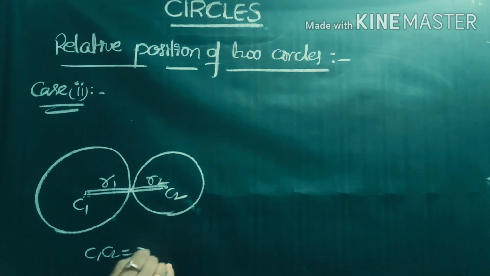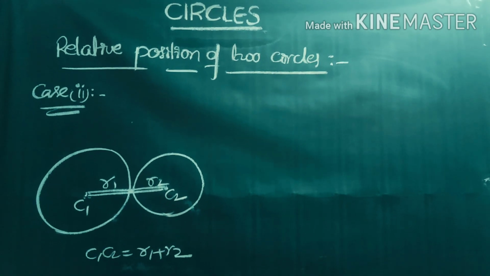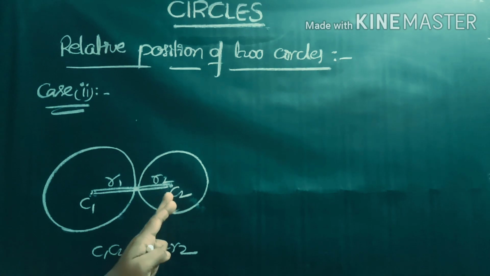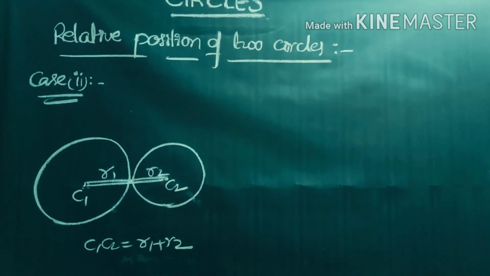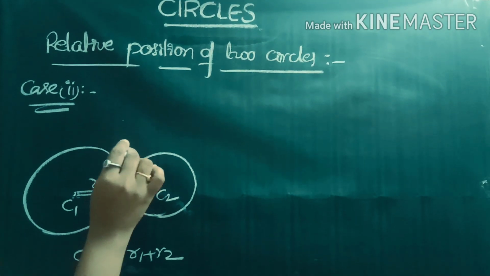Now in this case the condition is C1C2 equals R1 plus R2. That is, if the two circles touch each other externally, then the condition is C1C2 equals R1 plus R2. Now in this case we consider the number of common tangents.